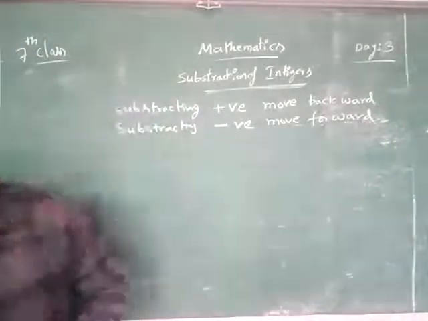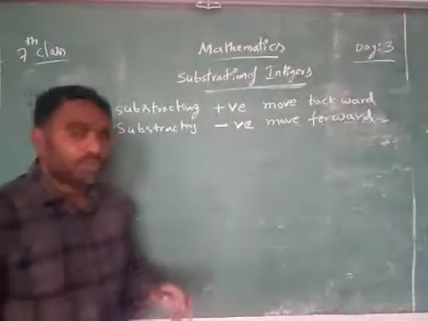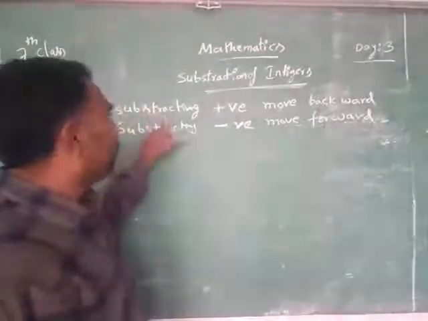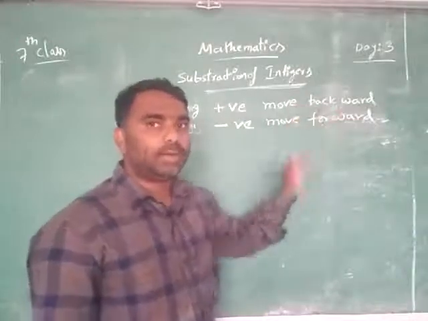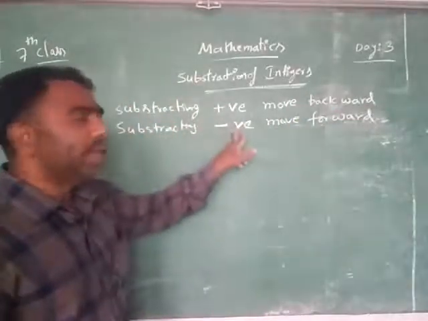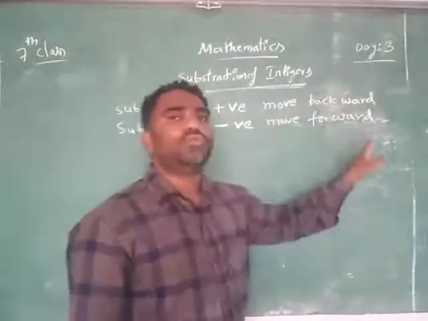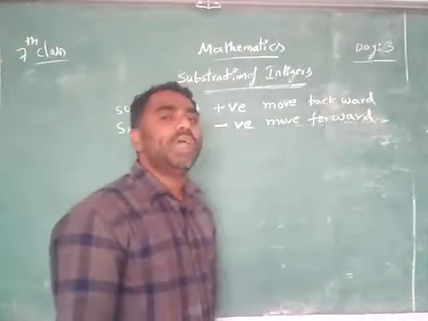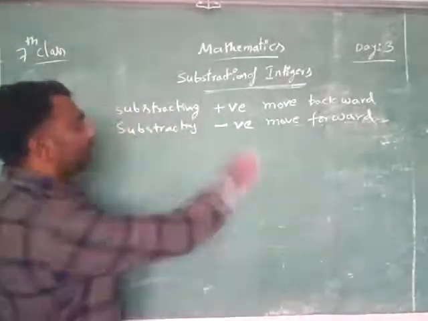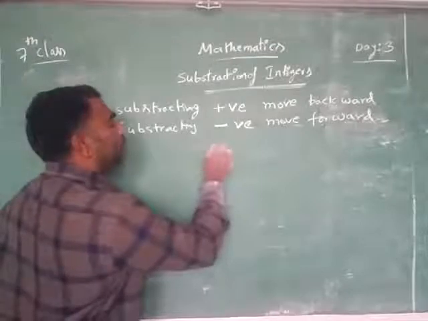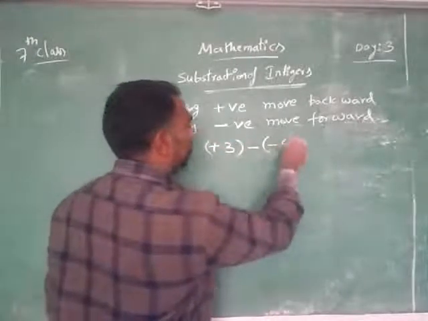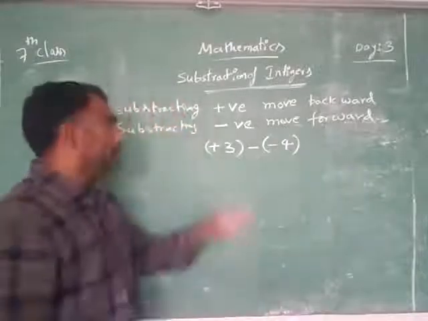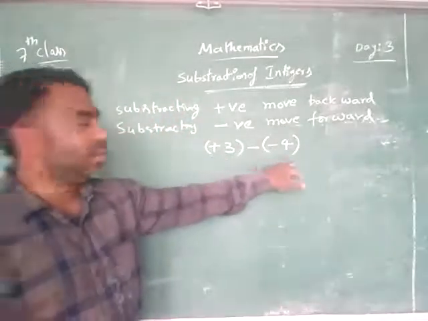Once we have done the sequence, from the sequence we have learnt that when we are subtracting the positive, we need to move backward. When we are subtracting the negative, we need to move forward. Now we will do the examples. The example is plus 3 minus minus 4.